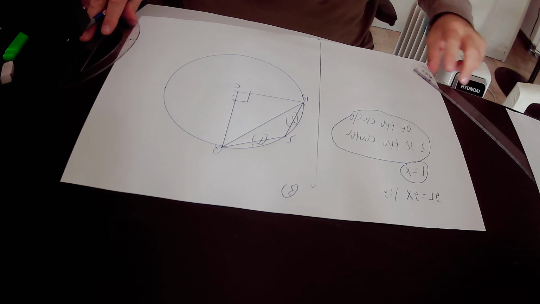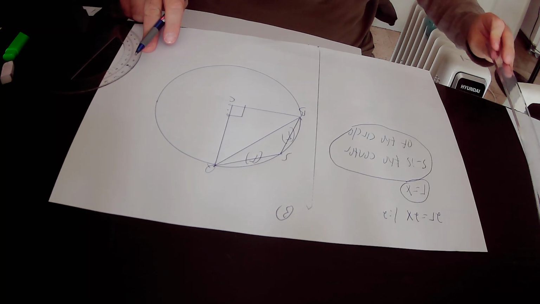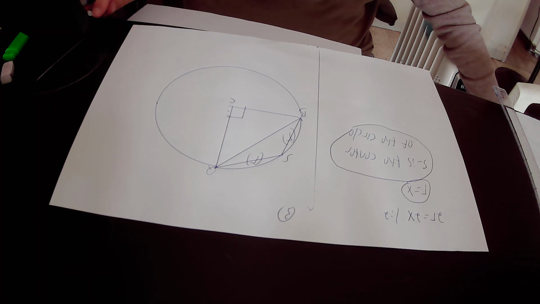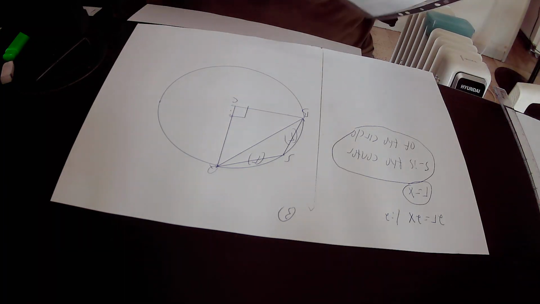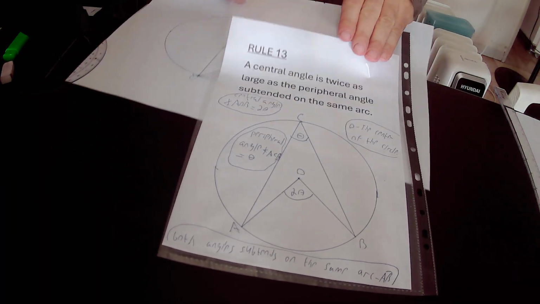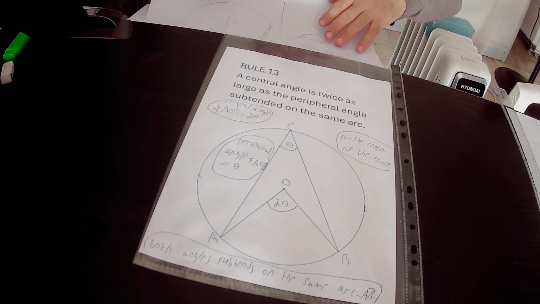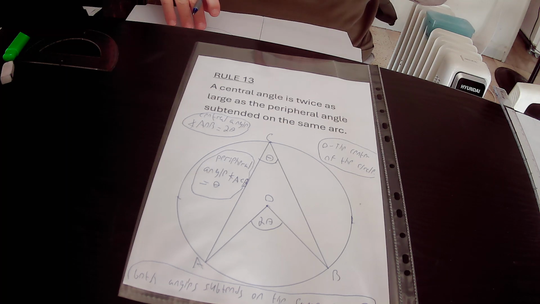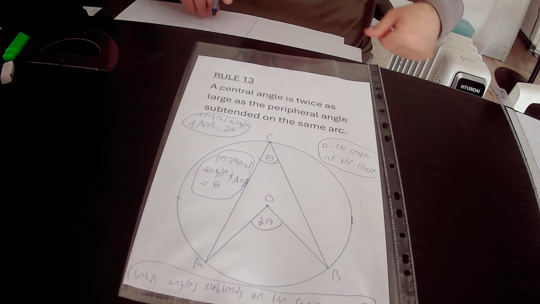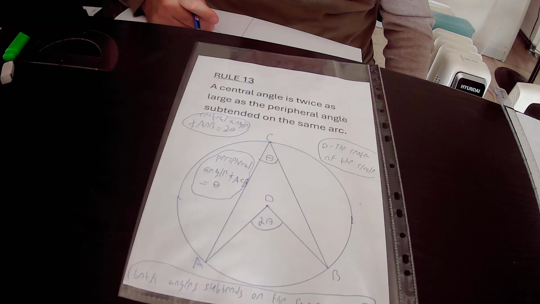So I completed the quarter circle to a circle. In the next step, I present to you a new rule, and we will implement the new rule in our drawing. The new rule is rule number 13. According to rule number 13, a central angle is twice as large as the peripheral angle subtended on the same arc.